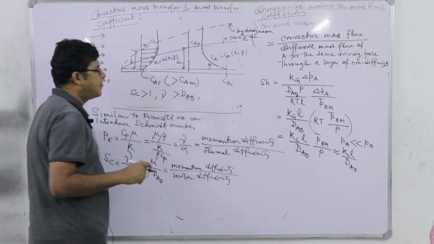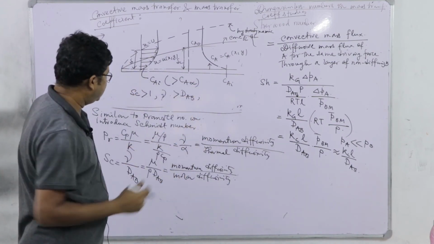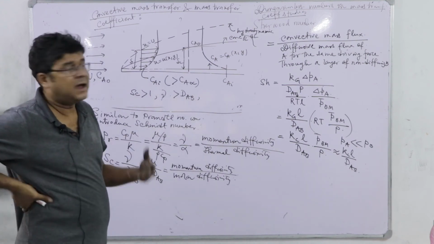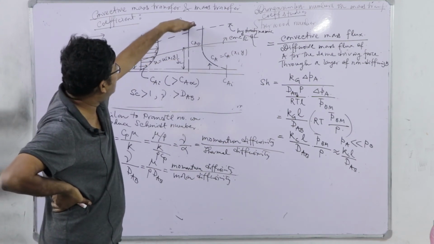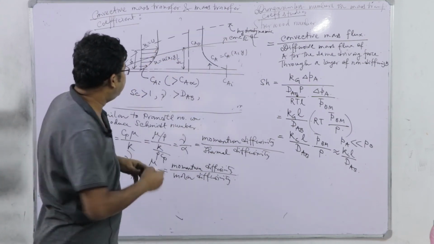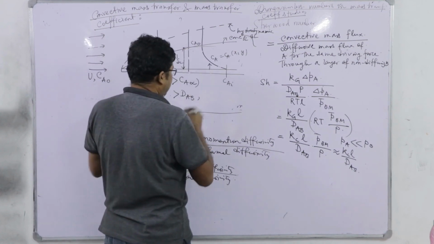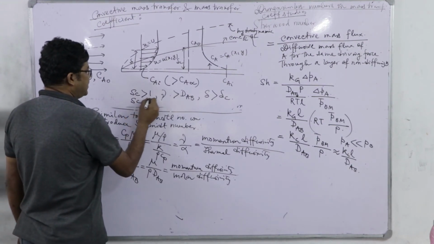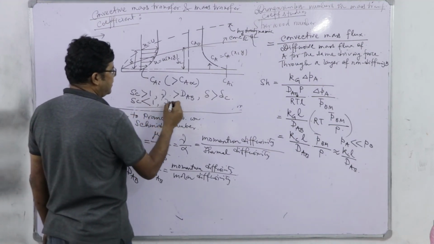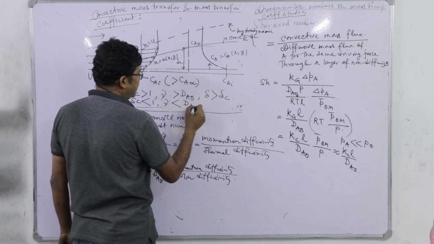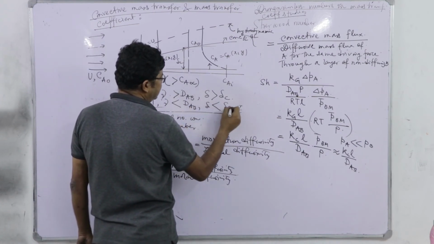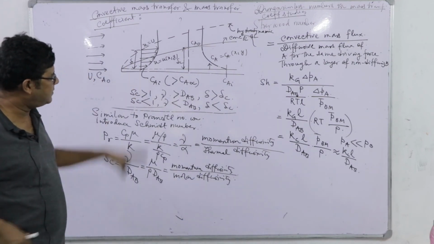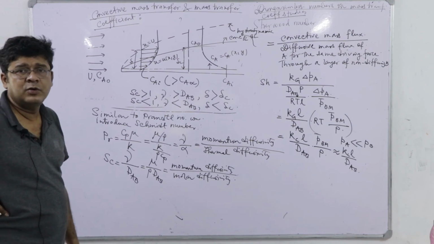What does it mean? The diffusivity of momentum is higher than the mass diffusivity. So, it will penetrate more into the bulk of the liquid, and definitely we will have the delta greater than delta C. On the other hand, Schmidt number, if it is less than 1, then nu is less than DAB, we have delta less than delta C, right. So, that is the very basic idea of Schmidt number, very similar to Prandtl number.